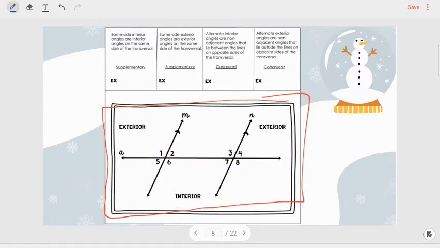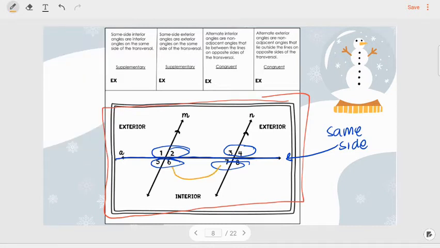The second most important thing to know is when you see the words same side, hey, what are they talking about? The same side of what? The same side of this line right here. So for example, I would say 3 and 4 are on the same side, 1 and 2 are on the same side, 7 and 8 are on the same side, 5 and 6 are on the same side. I could even say 6 and 7, they're on the same side. But I cannot say that 2 and 6 are on the same side because they're not on the same side of this transversal.